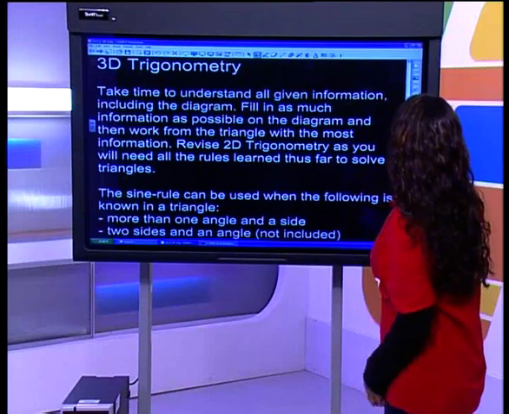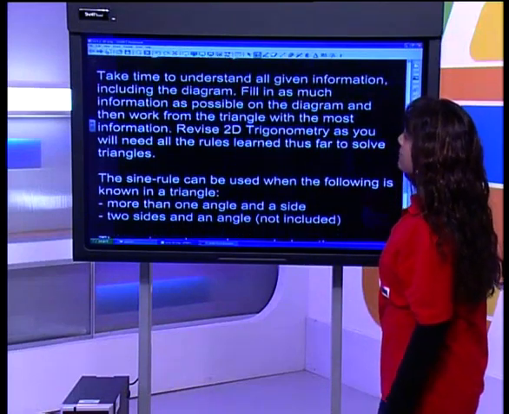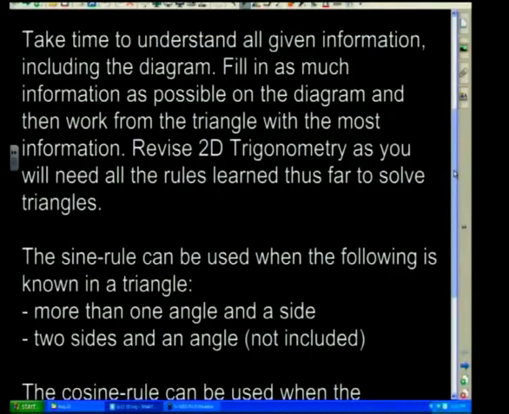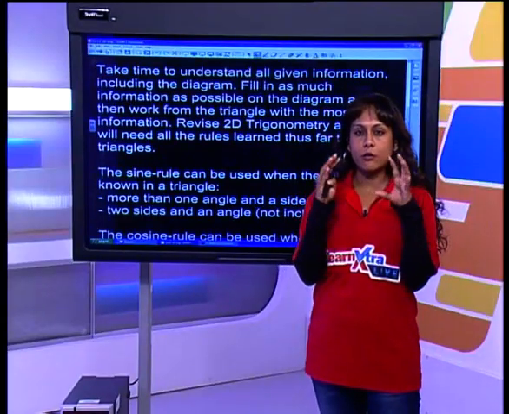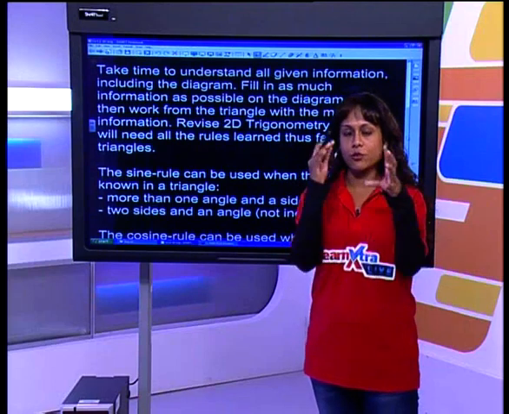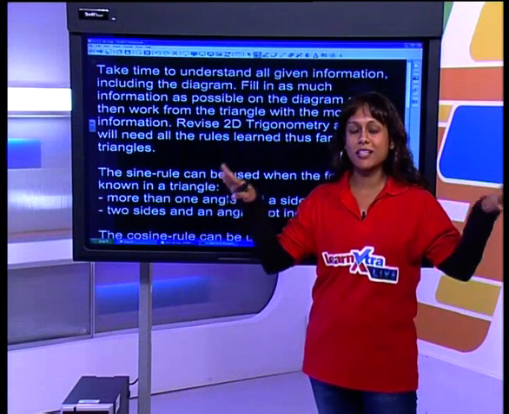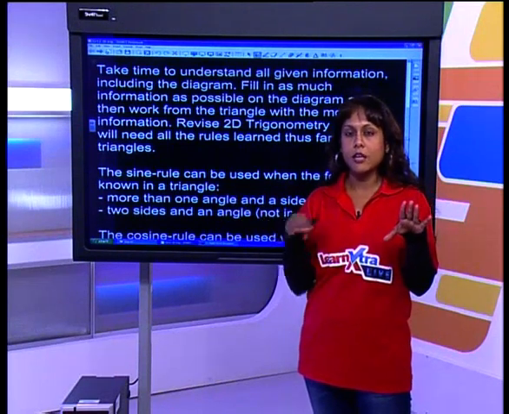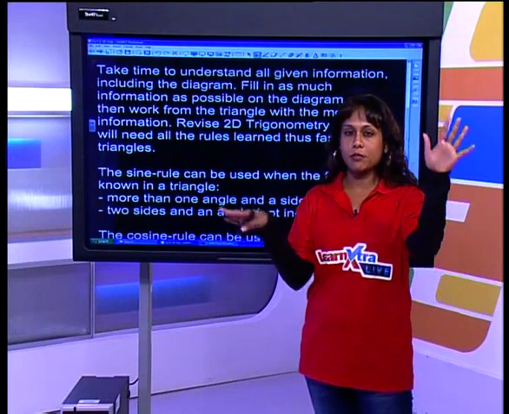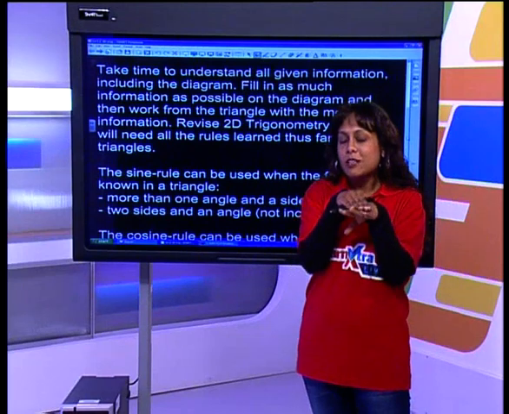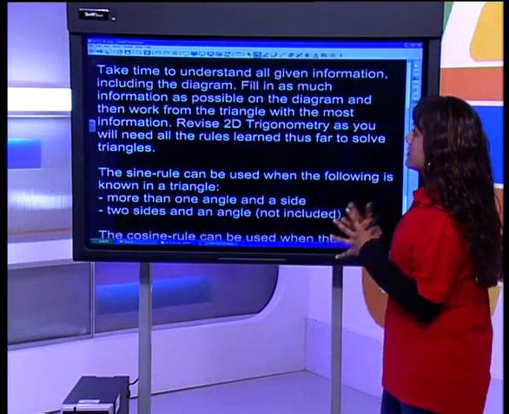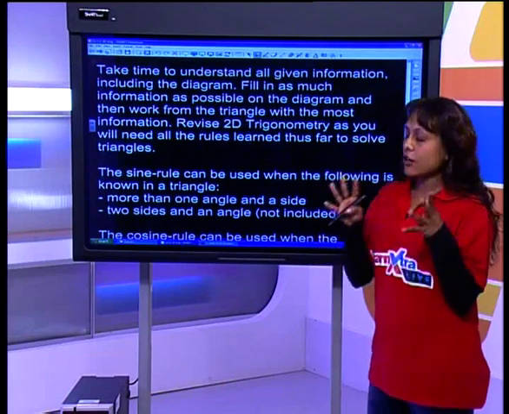Some pointers: take time to understand all of the given information in your diagram. Always fill in as much information as possible on the diagram, and always work from the triangle with the most information. Usually all of your 3D trig can be isolated into separate triangles, and you work within those triangles. When you're looking at 3D figures, remember you cannot work across dimensions. That's very, very important. If something is in a horizontal plane and something else is in a vertical plane, they're not on the same level, so you can't put everything into one triangle. You cannot work across planes.